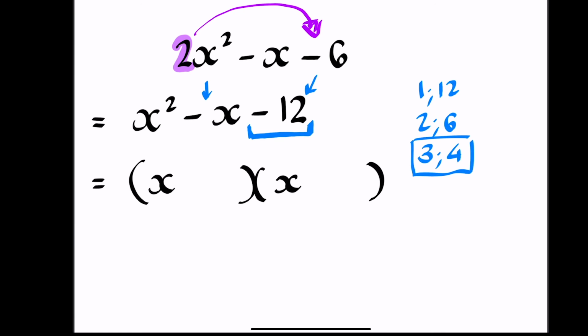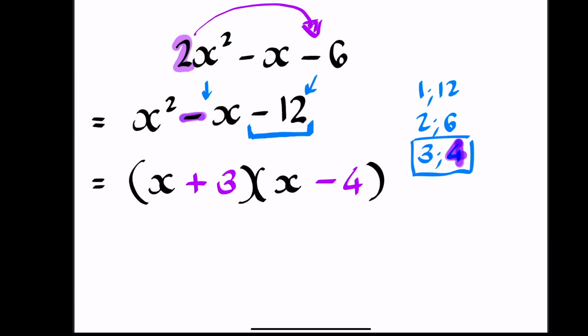So now I'm going to factorize this into two brackets. X will go in the front of both of my brackets, and the signs need to be different. So one will be a plus and one will be a minus. Now I just need to decide which number, the 3 or the 4, gets the plus and which one gets the negative. I look at my middle term, and my middle term is negative x, which means the bigger number gets the negative. So that means that the 4 gets the negative, the 3 gets the positive.